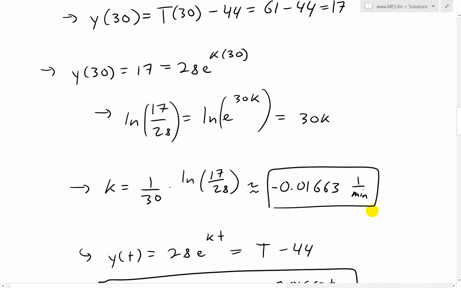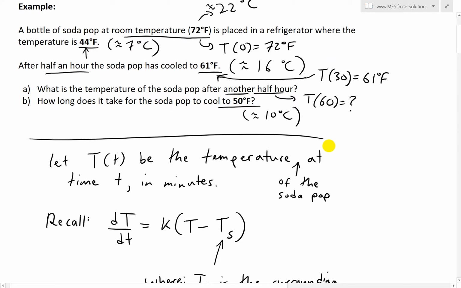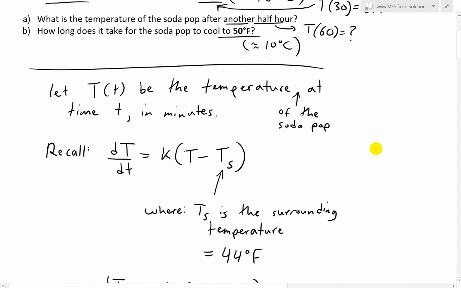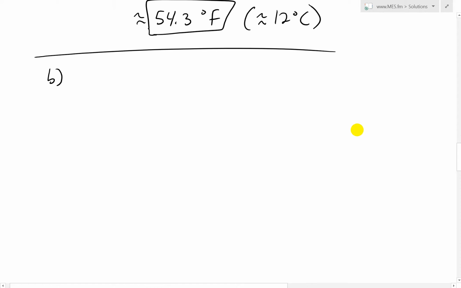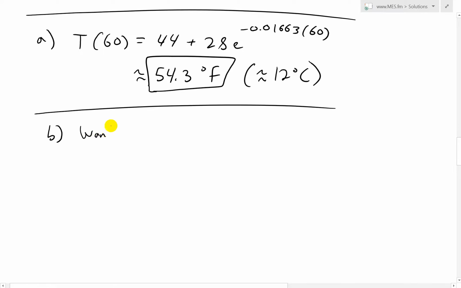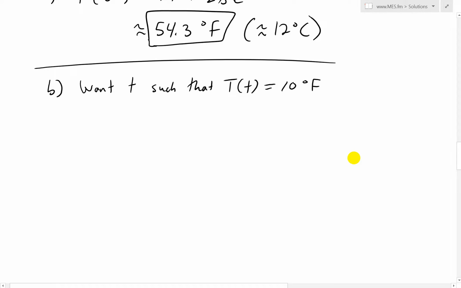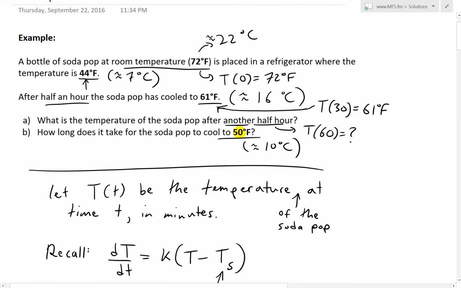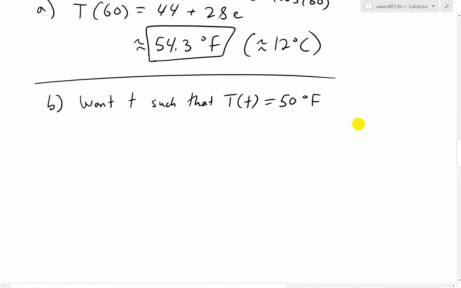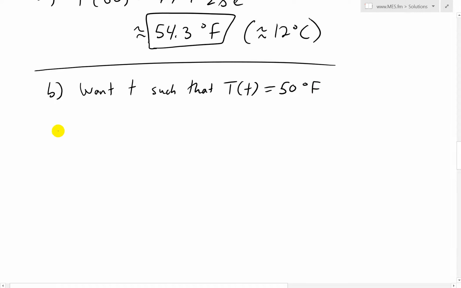So now let's look at part B. Part B says, how long does it take for the soda pop to cool to 50 degrees Fahrenheit, or about 10 degrees Celsius? So what we want is the time t such that the final temperature is 50 degrees Fahrenheit. Let me go back. Yeah, 10 degrees Celsius, or 50 degrees Fahrenheit. I got those mixed up. So we can just plug that in.